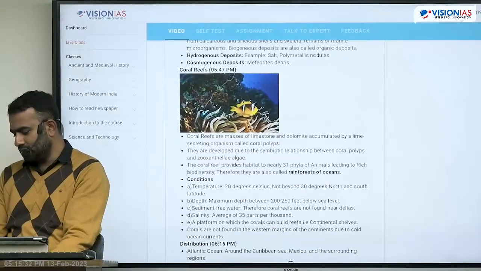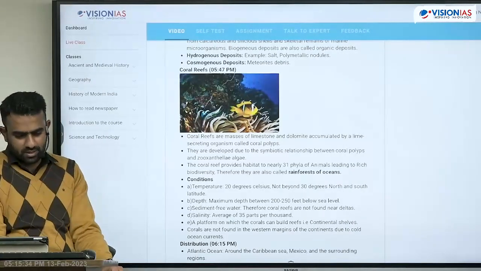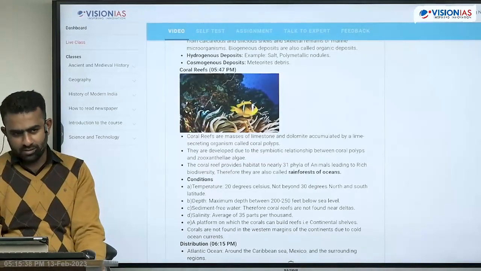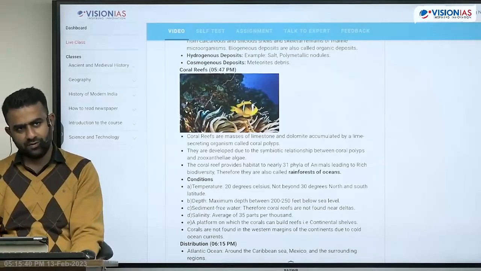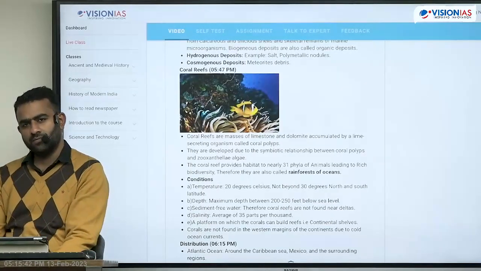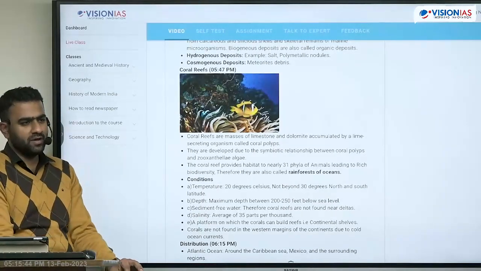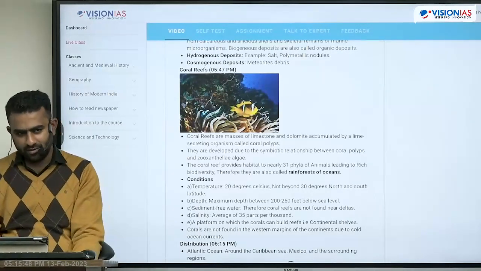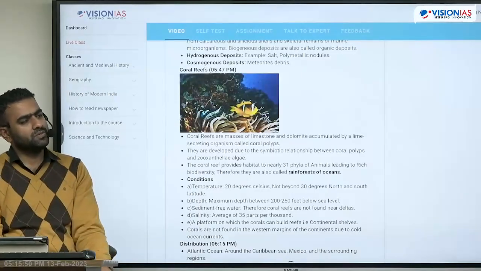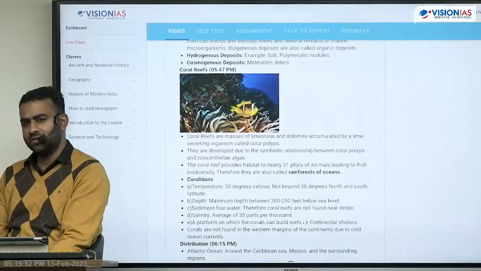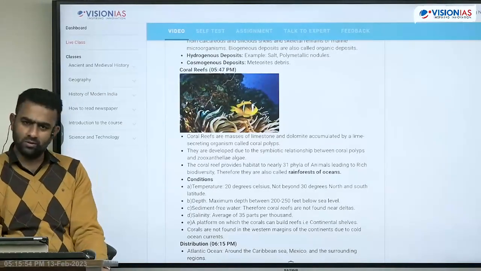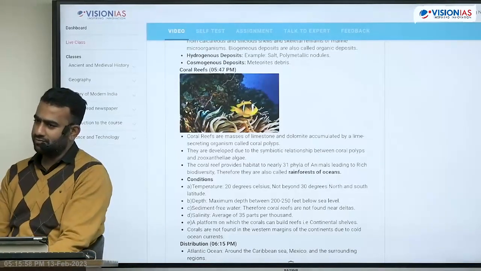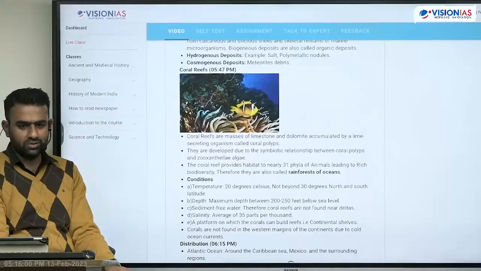Okay. Number two, depth up to 200 to 250 feet. Third, sediment free. Fourth, salinity should be average. Fifth, a platform on which they can grow. So because of all these conditions, the coral reefs are limited to 30 degrees north and south along the continental shelf, and minimal along the western coast of the continents because of cold ocean currents.